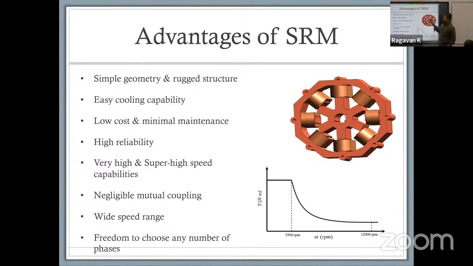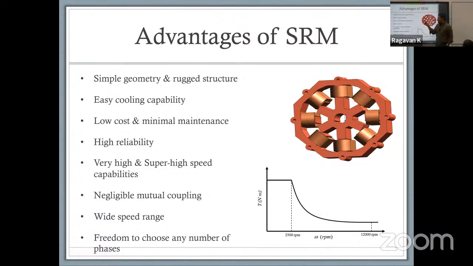This is a typical configuration for an 8-6 machine. The way the configuration is broken down, it's the number of stator poles slash the number of rotor poles. So if you have 8 stator teeth and 6 rotor teeth, it would be called an 8-6 machine. 6 and 4 would be called a 6-4 machine. 12-8 is called a 12-8, and so on and so forth.